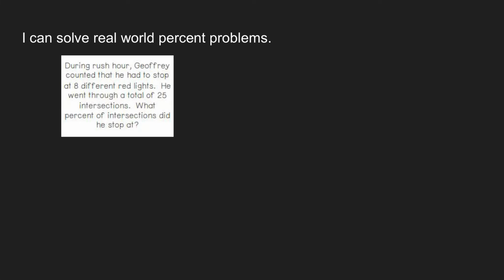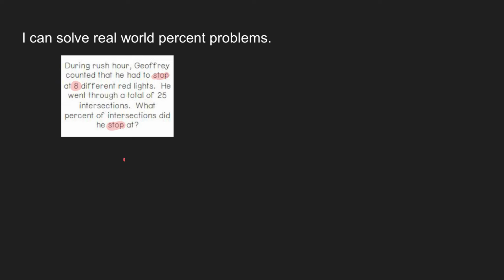All right. During rush hour, Jeffrey counted that he had to stop at 8 different red lights. He went through a total of 25. What percent of intersections did he stop at? Okay, so let's go back and double check. Had to stop at 8 different red lights, 25 total. What percent did he stop at? All right, so they're not trying to trick us at all, which is awesome sauce.